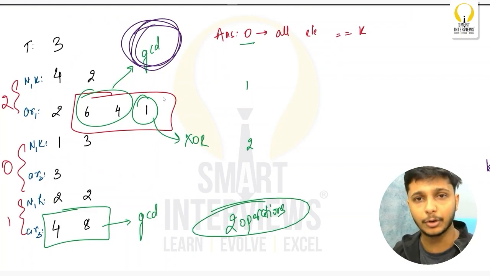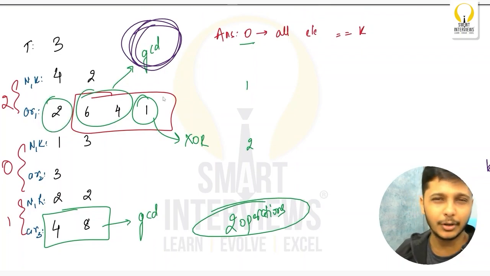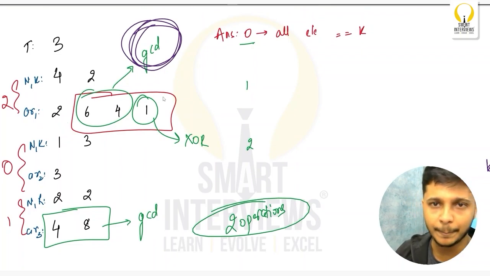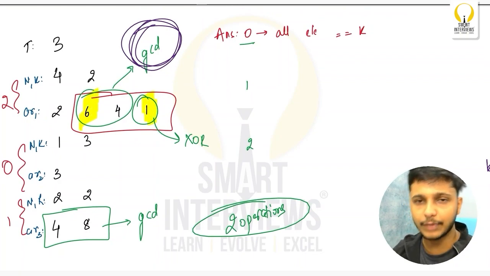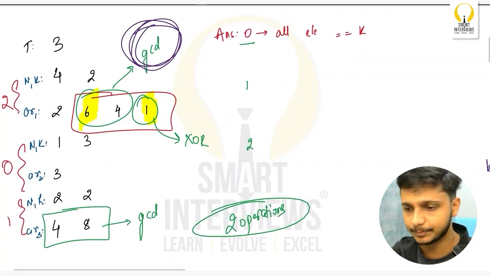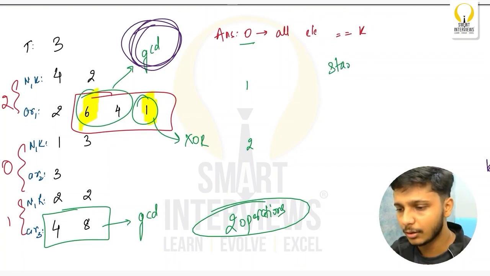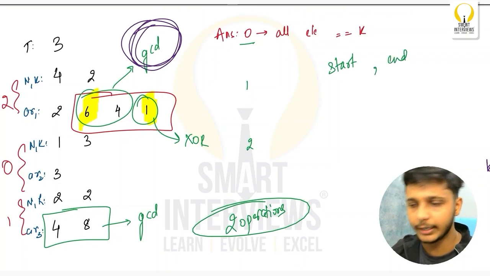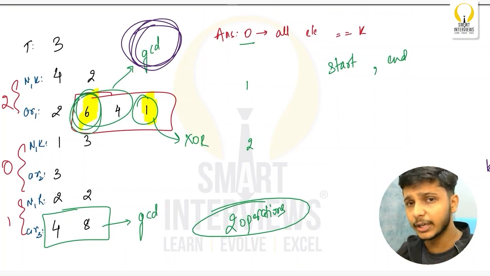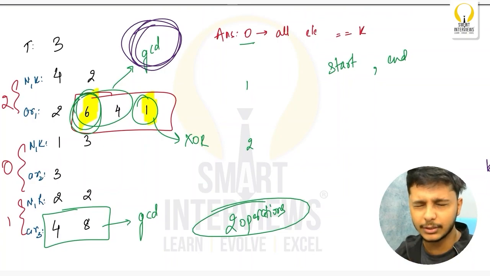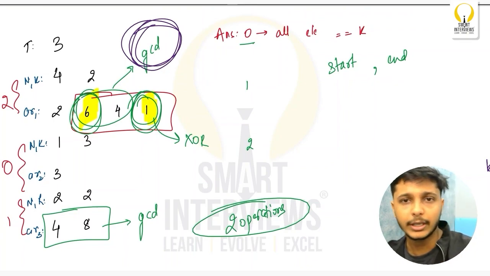So first of all, what do we want? We want the range of the elements that we need to work on, because why would you work on 2? It is already equal to k. So first of all, we have to find the starting index and ending index of that range on which we have to work. Suppose we got one start index and one end index. Then we have to loop over start and end, and we have to see that if I perform GCD on this, will it convert into k, or if I apply XOR operation on this, will it convert into k or not?